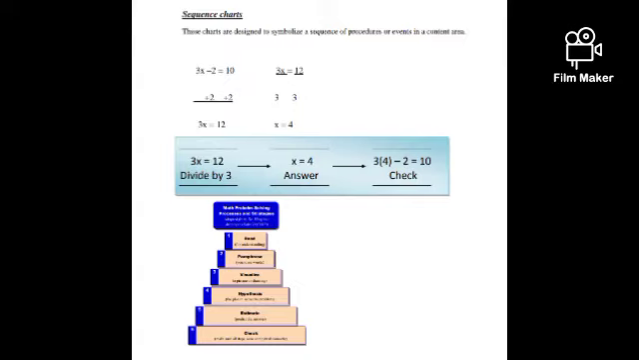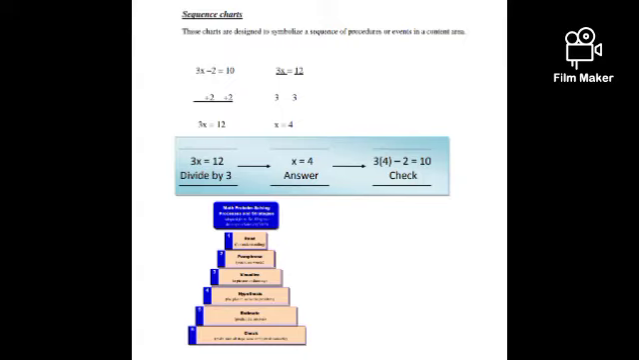And the diagram further shows that the next step is to divide both sides of the equation, 3x equals 12, by the same non-zero constant 3 to obtain the answer x equals 4. And after you have the answer, the next step, as indicated by the arrow, from x equals 4 answer is to check if the answer obtained is correct by substituting x equals 4 into the original equation.